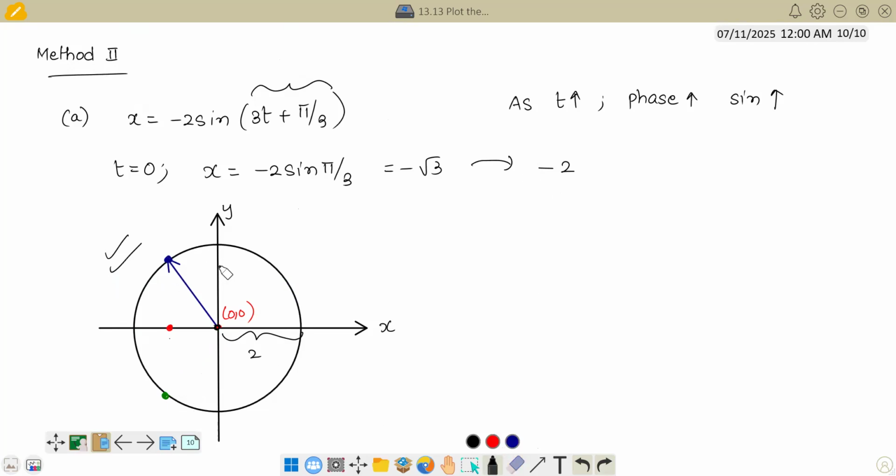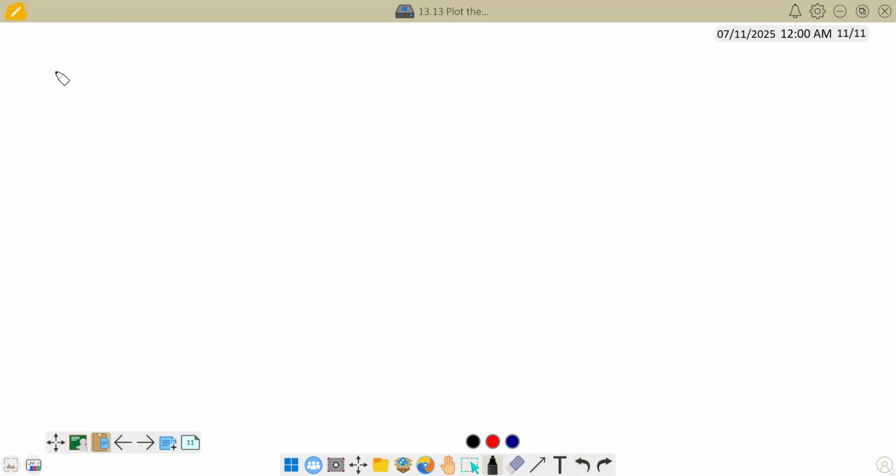Then what is the angle? The angle is pi by 3. It is given as 2 sine pi by 3, so this would be pi by 3. I hope this is clear to you. Here we are not using any standard formula, but if you do it with a standard formula, all these confusions won't be there. That's a very blunt way to do it.